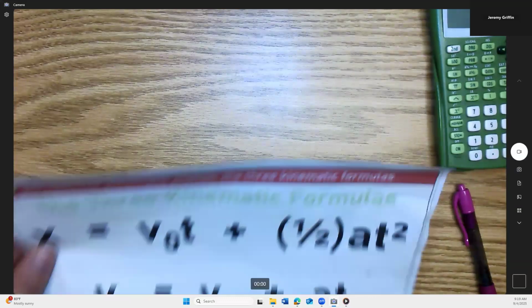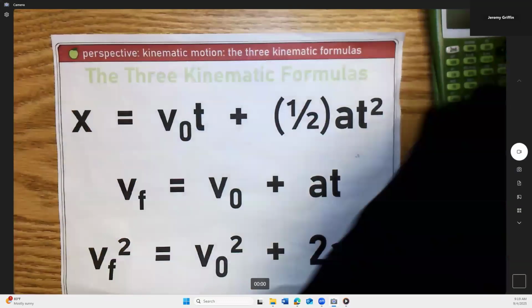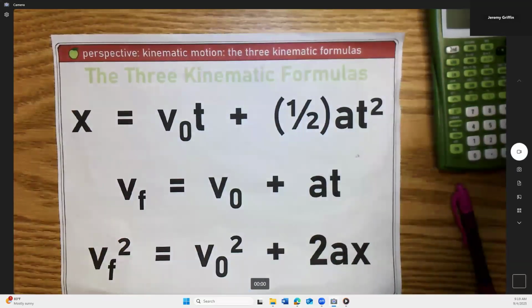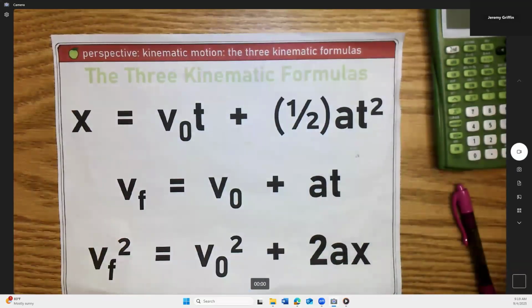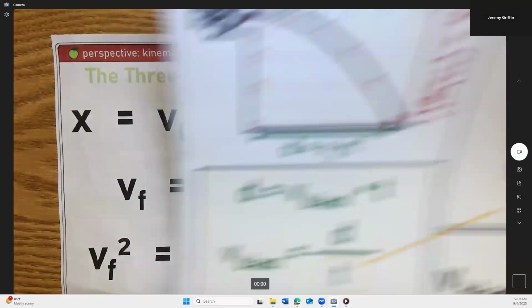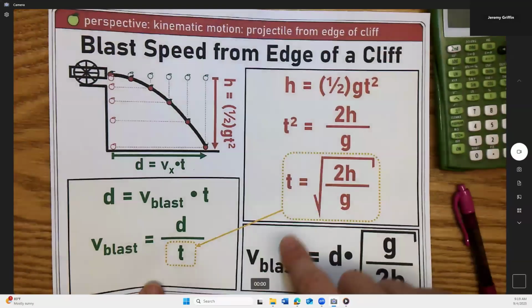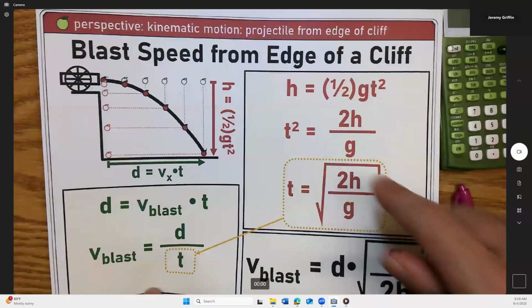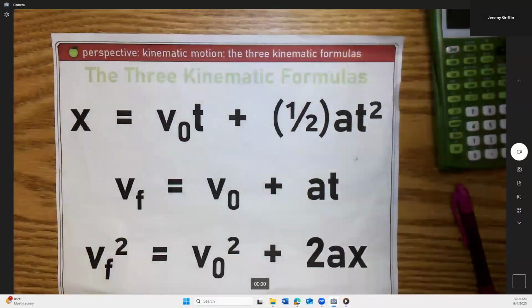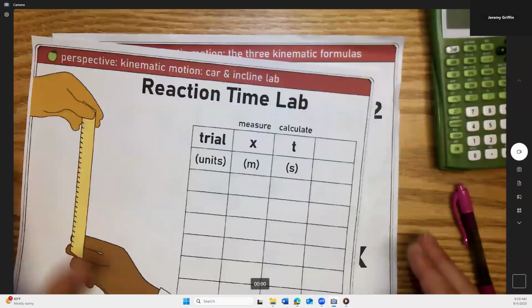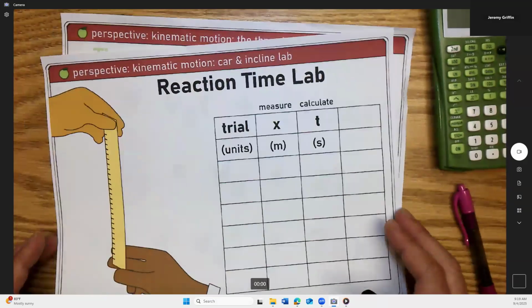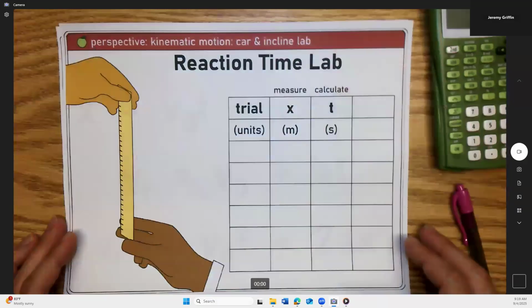But we have just enough time to do one last thing in class. Actually, it's going to be one of the building blocks to your lab next week. You remember next week you're going to take the launchers out and figure out the blast speed and go over all the strategies for it. So the lab you do today is going to help you next week also. It's time to figure out your reaction time.